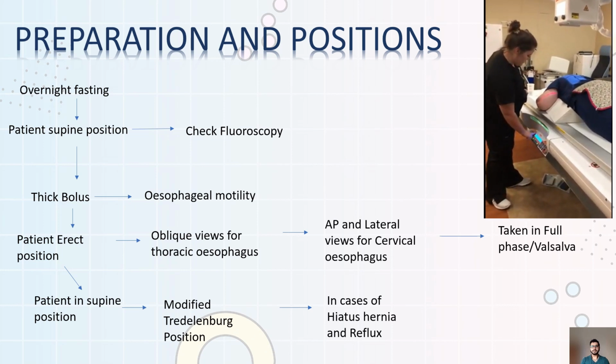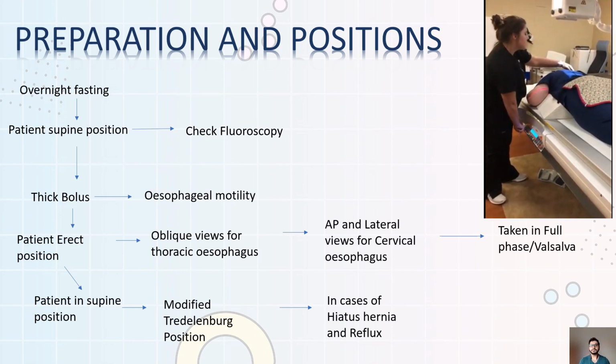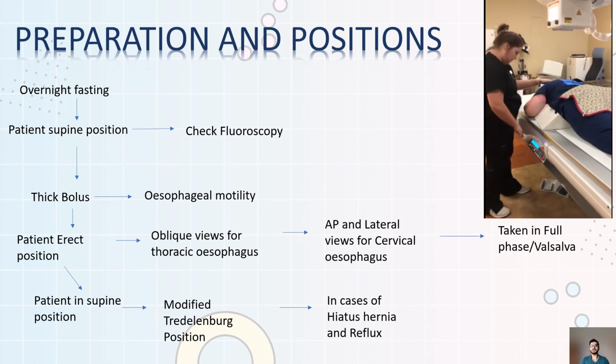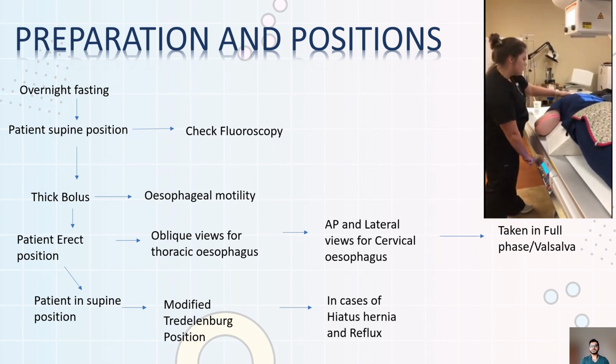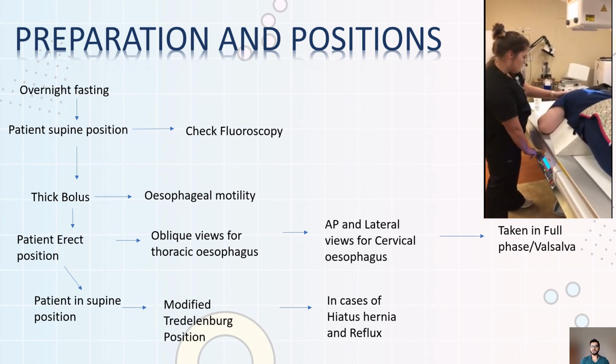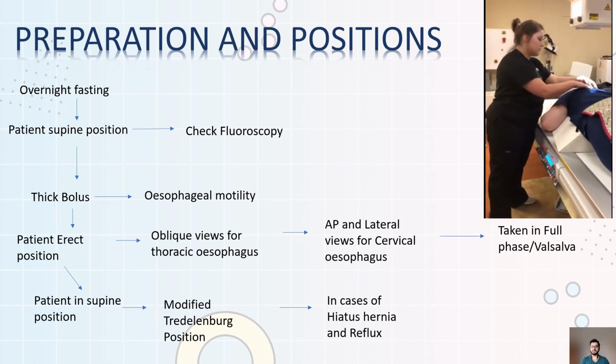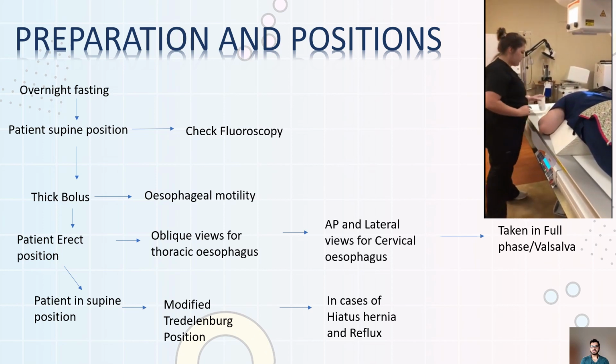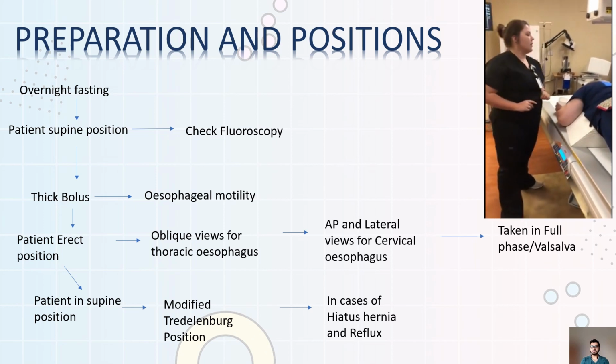X-rays are taken in multiple views and serial views. We take the X-rays in a lateral view and anteroposterior view to see the vallecula, the pyriform fossae, the dorsal part of the esophagus, and the gastroesophageal junction.